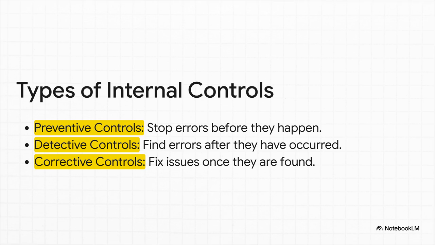You've got preventive controls. These are designed to stop mistakes from ever happening in the first place, like needing a manager's approval before a big payment goes out. Then you have detective controls, which are there to find errors after they've already happened, like a monthly reconciliation that flags a discrepancy. And finally, corrective controls kick in to fix any problems that are found. Now, here's the key. Audit sampling is one of our main ways to test if those first two, the preventive and detective controls, are actually doing their job.